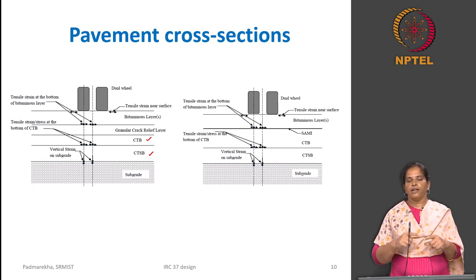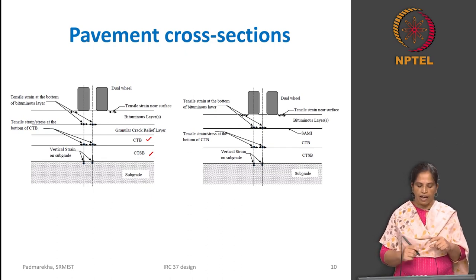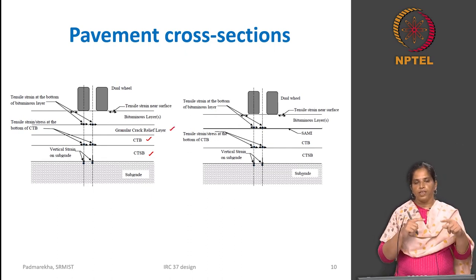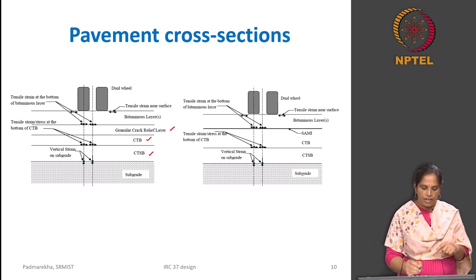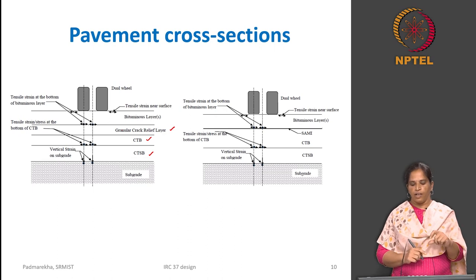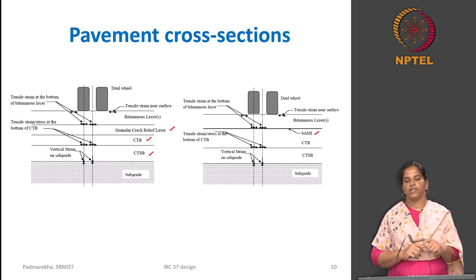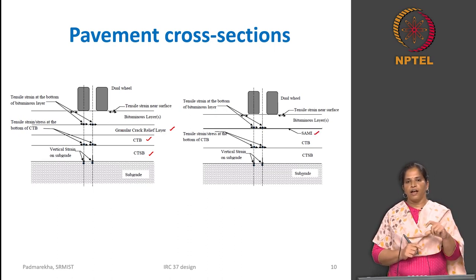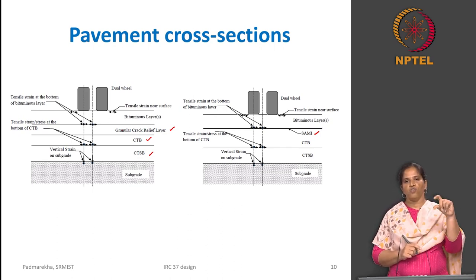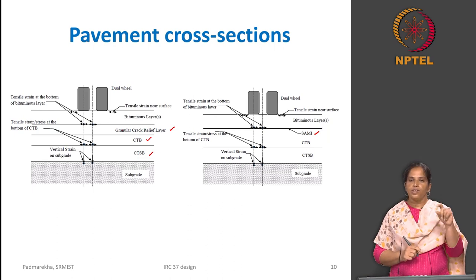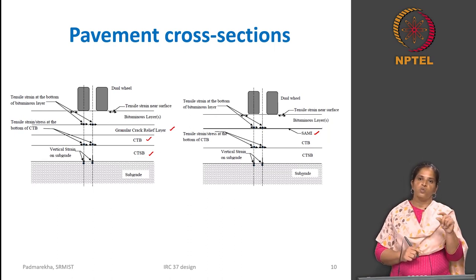So, to prevent the crack propagating to the bituminous layer, we need an additional crack relief layer between the cement-treated base course and the bituminous layer. This crack relief layer can be a granular layer or a stress absorbent member interface layer. If it is a granular layer, you can imagine a compacted granular layer of 100 millimeter thickness.